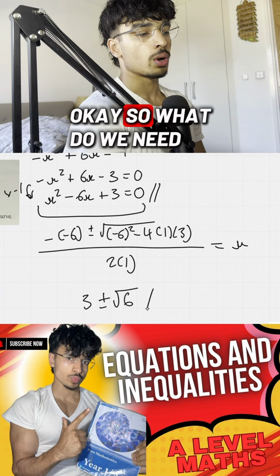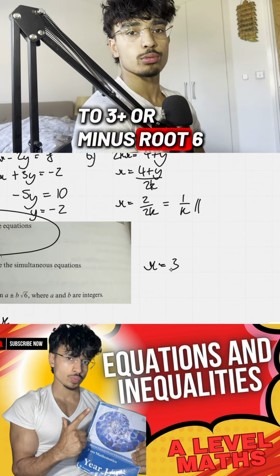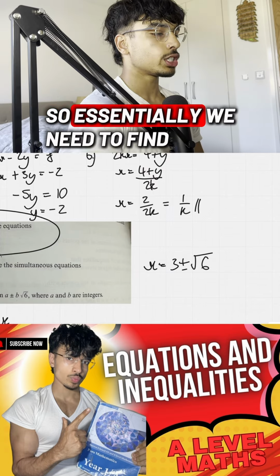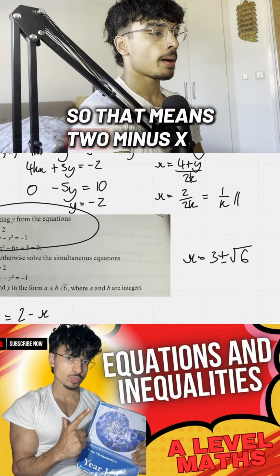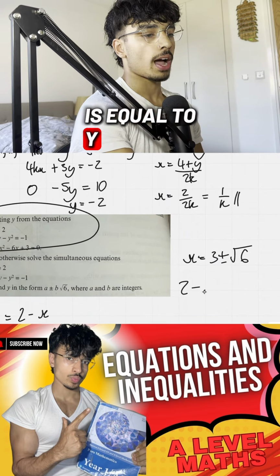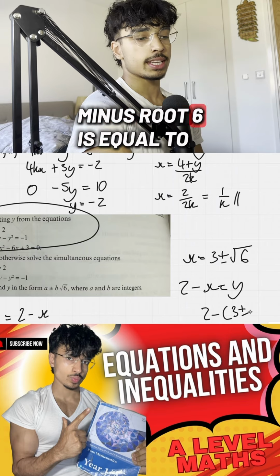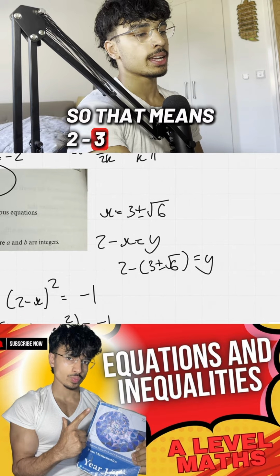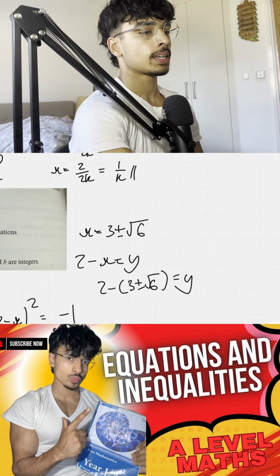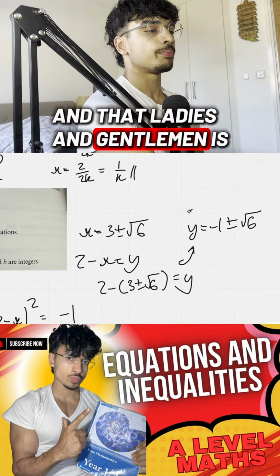Okay. So what do we need to do? We know that x is equal to 3 plus or minus root 6 now. Okay. So essentially, we need to find y. We know that x plus y is equal to 2. So that means 2 minus x is equal to y. So 2 minus (3 plus or minus root 6) is equal to y. So that means 2 minus 3 is equal to negative 1. Hence, y is equal to negative 1 plus or minus root 6. And that, ladies and gentlemen, is your answer.